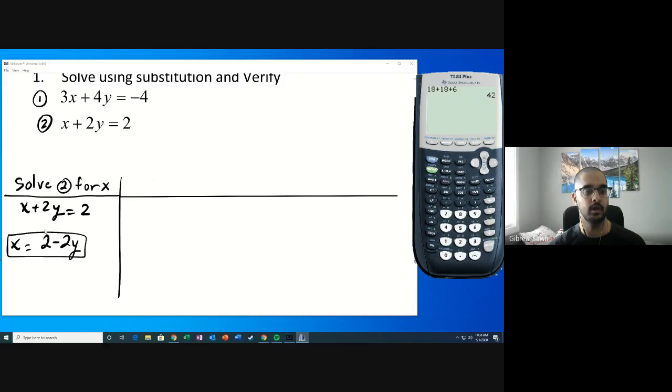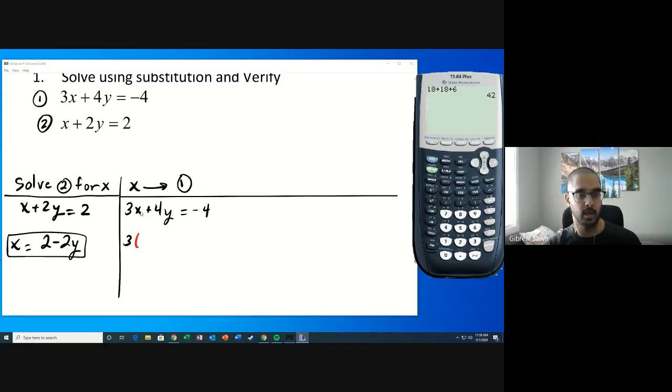So what we're going to do, always when you find that, you're going to take that expression for the variable and plug it into the other equation. So if I got that expression for x from equation 2, we're going to take that and put it into the other equation. We're going to put it into number 1. So I'll write it out first. 3x plus 4y is equal to negative 4. Now wherever you see x, you're going to replace it with the expression that you came up with.